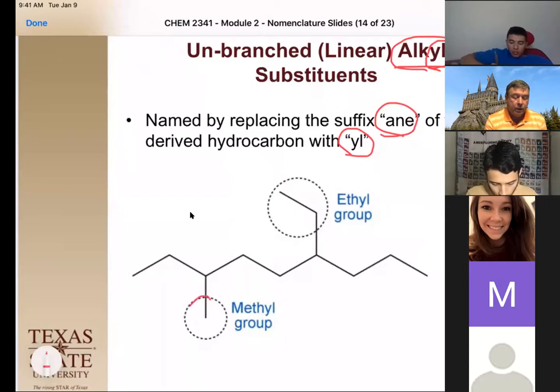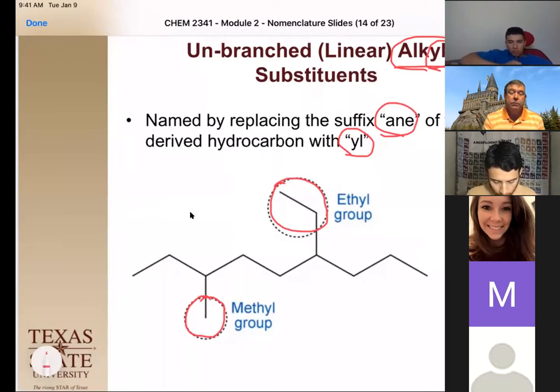So if we have one carbon, we look back at that table, one carbon is meth, so that becomes the methyl group. Okay. Two carbons, that's eth, becomes the ethyl group. Okay. And if you had a straight chain of 4 carbons, that would be but, that would turn into butyl group.